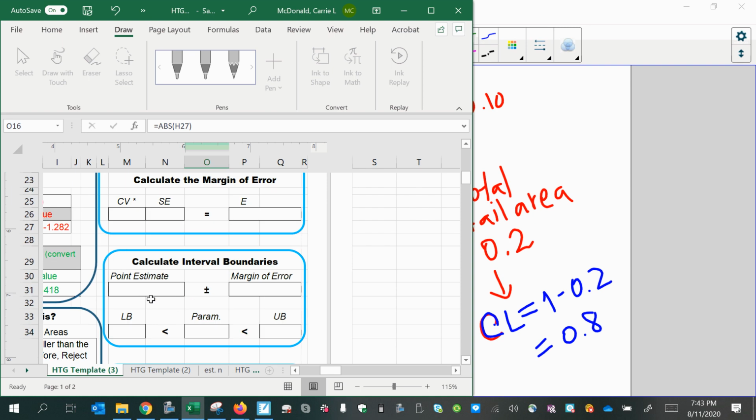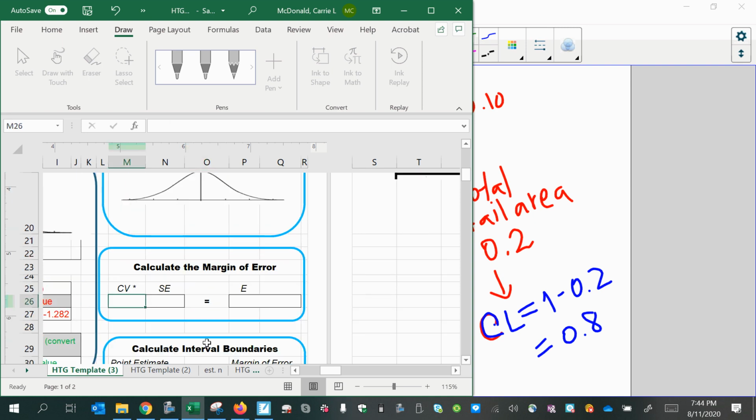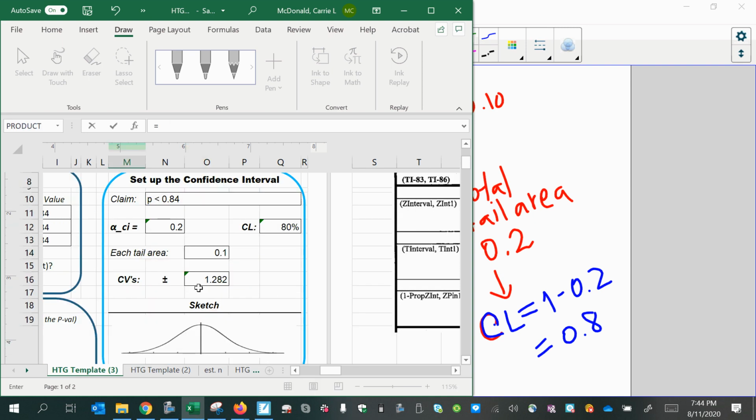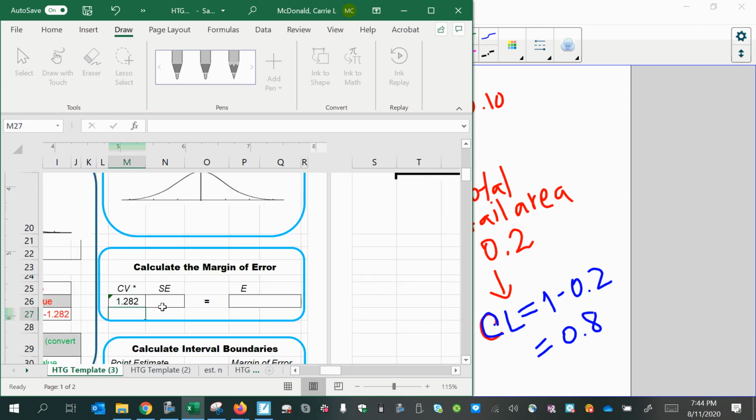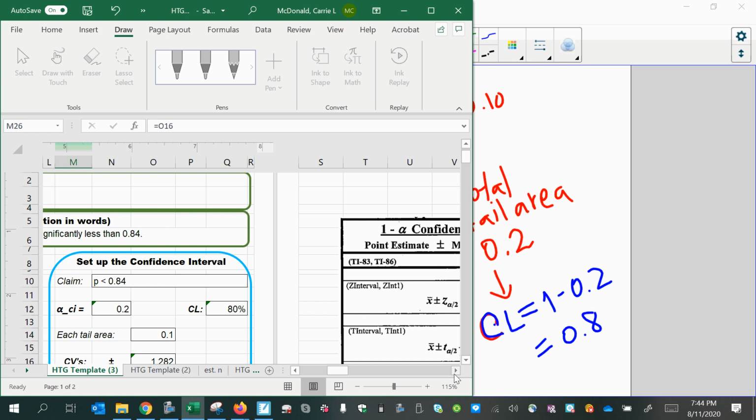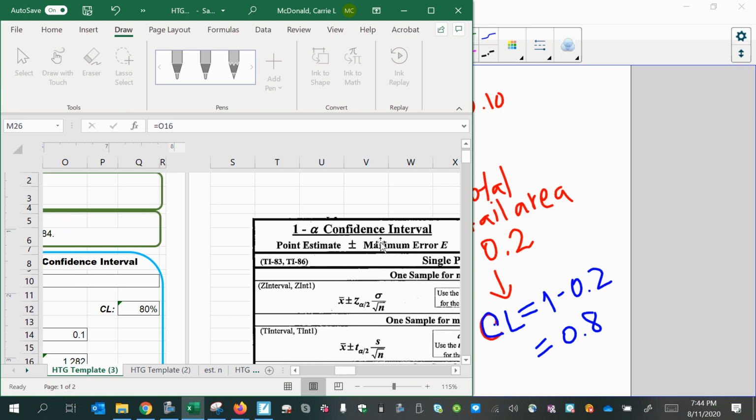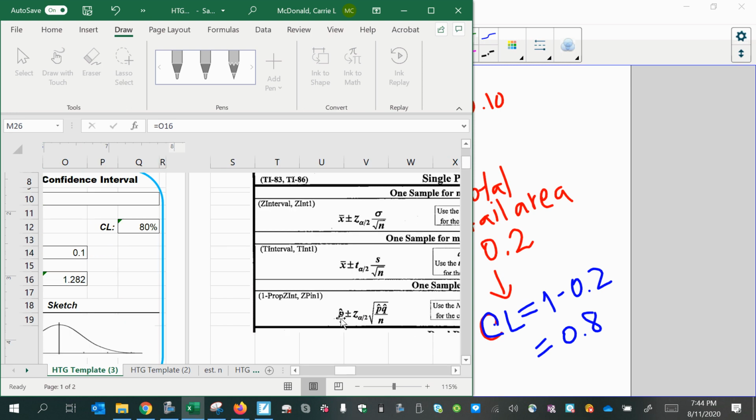Okay, so next we have another place to put our critical value. We'll just get it from up here. And we're going to use that critical value and multiply it with our standard error to get a margin of error E. And this is coming from the formulas in the sheet. On the left side under confidence interval is p hat plus or minus the margin of error, which is calculated with the critical z value, times the square root of p hat q hat over n.